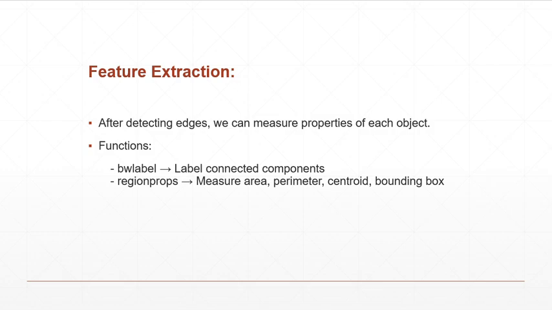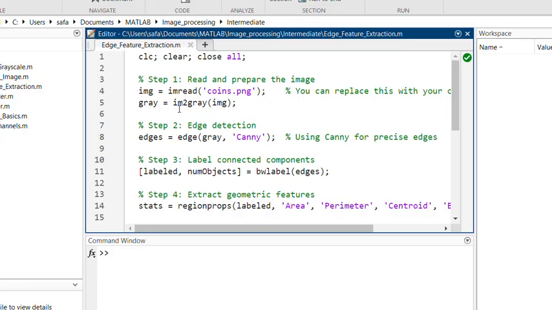Once edges are detected, we can label each object and measure its geometric properties. This process is called feature extraction, turning visual shapes into measurable data. Okay, let's go to MATLAB.